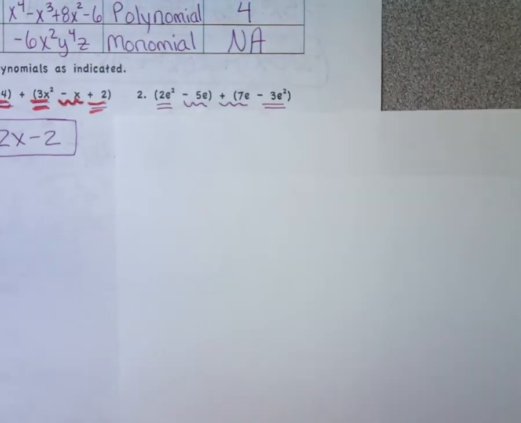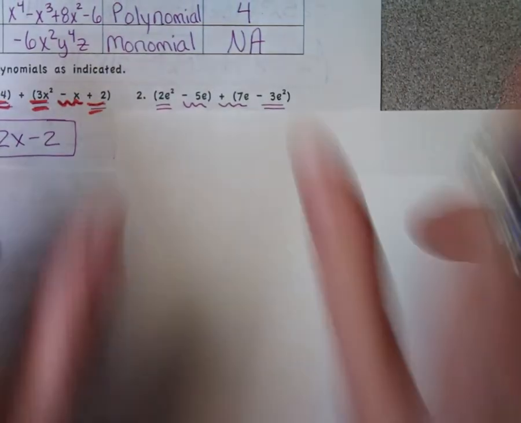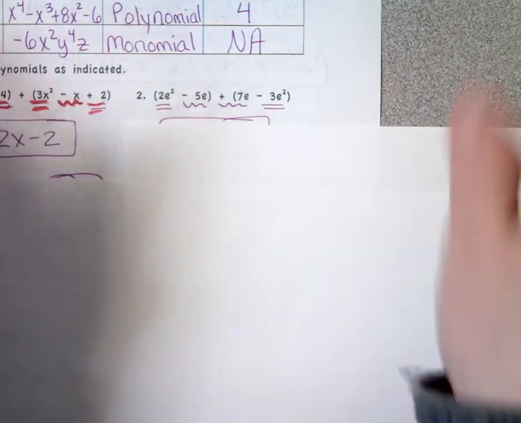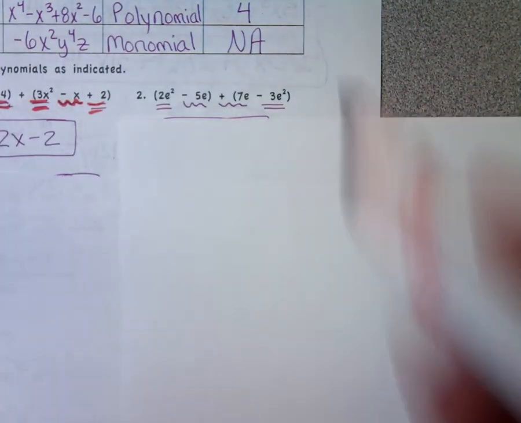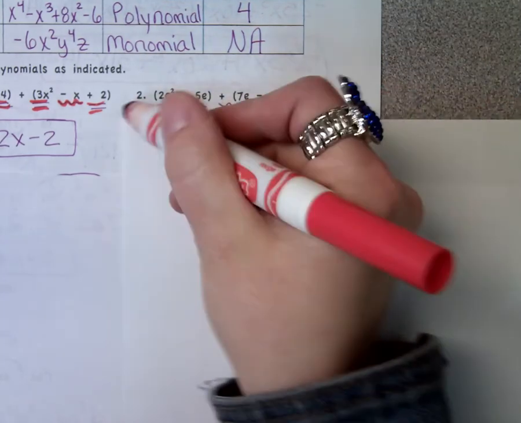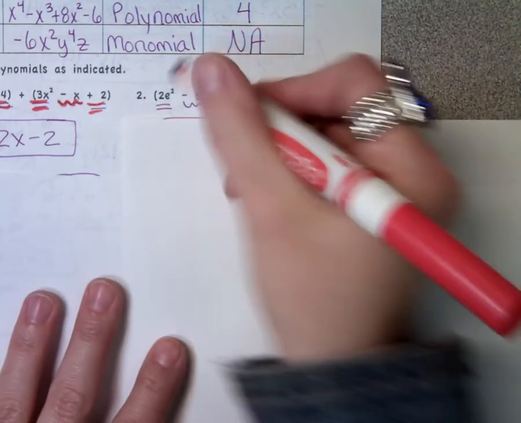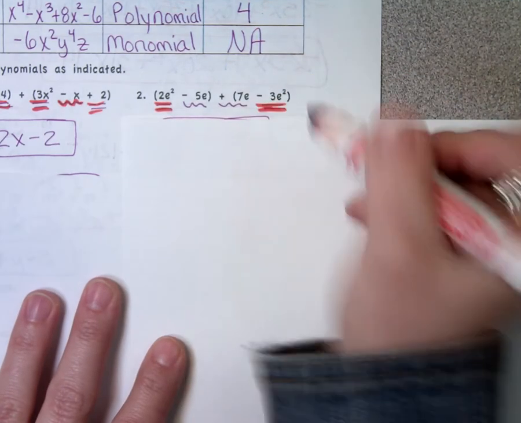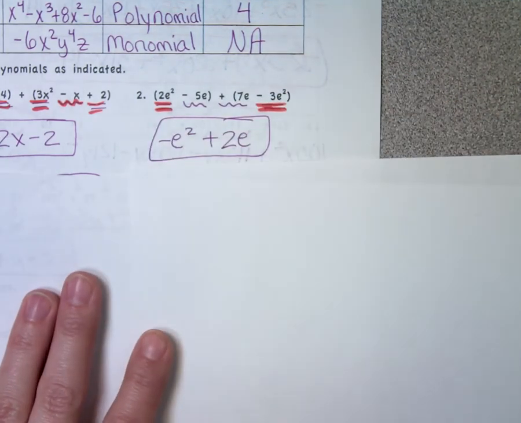Okay, number 2. So I do the same thing. I look to see, are my parentheses smushed, not smushed, and they're not smushed. I look to see if there's anything to distribute. There isn't. So the parentheses mean nothing. I just combine like terms. So first I combine my e squareds, which makes a negative e squared. And then I combine my e's, and that makes a positive 2e.